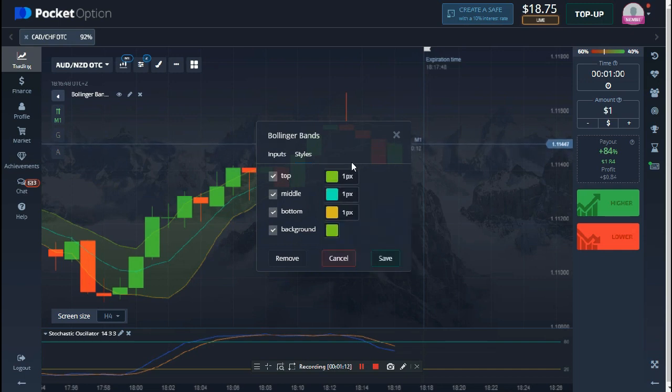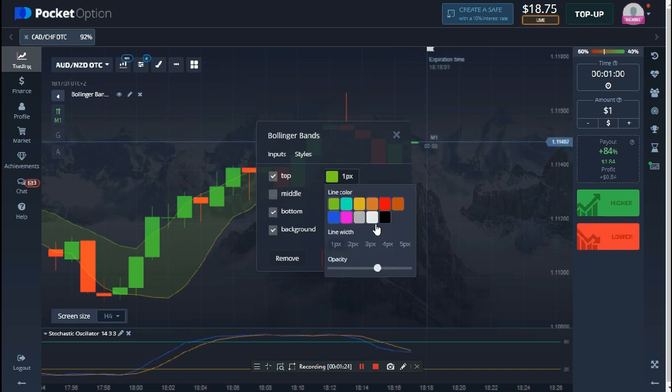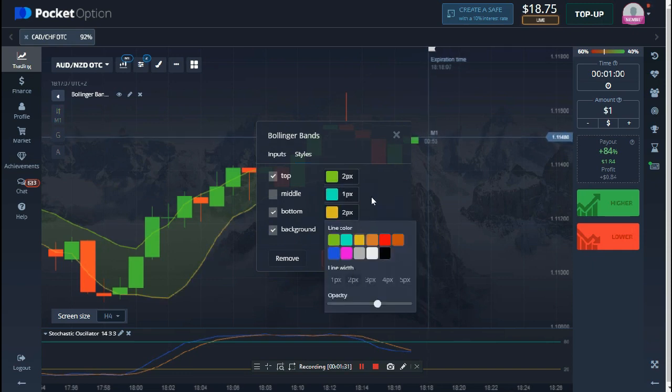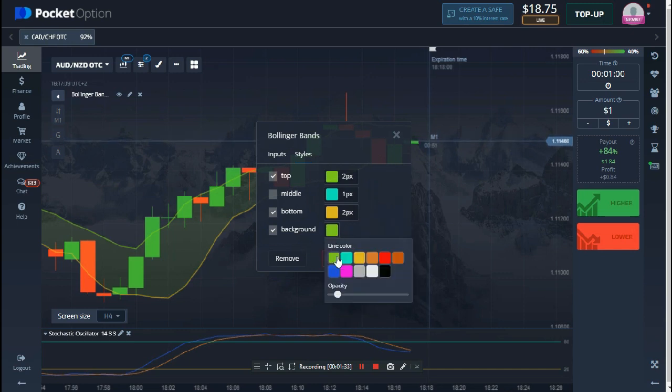This trick only needs two lines, not the middle line, which is not required, so I uncheck it. Okay, and there is the 2 px, and the color you can use as you want, and the background color I am changing to blue, and the opacity is low.